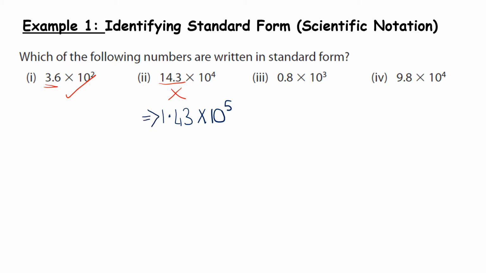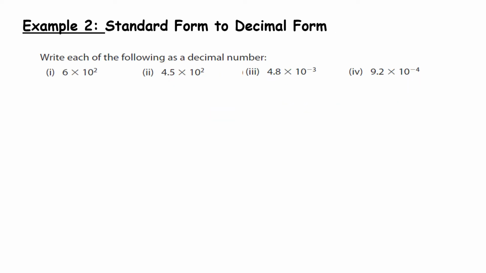Our third one is not scientific notation or standard form because our number is smaller than 1. If we wanted to write that correctly, we would have to turn this to an 8, which means making it bigger, which means taking 1 away from our power, because it'd be 10 to the power of 2, which gives us the same number. Power 4 is incorrect. Standard form: 9.8 is less than 10 and by 10 to a power.